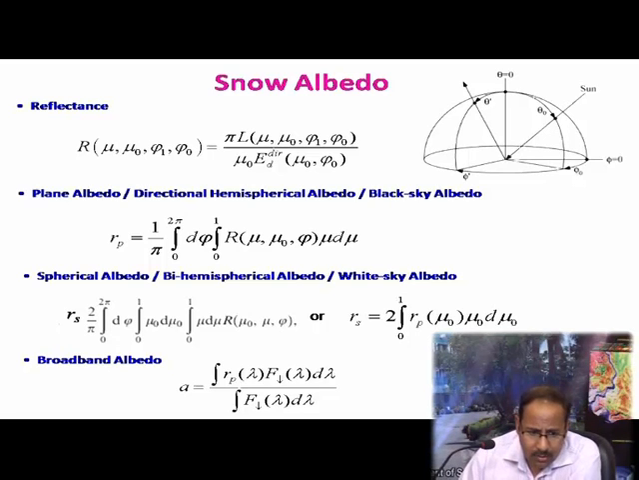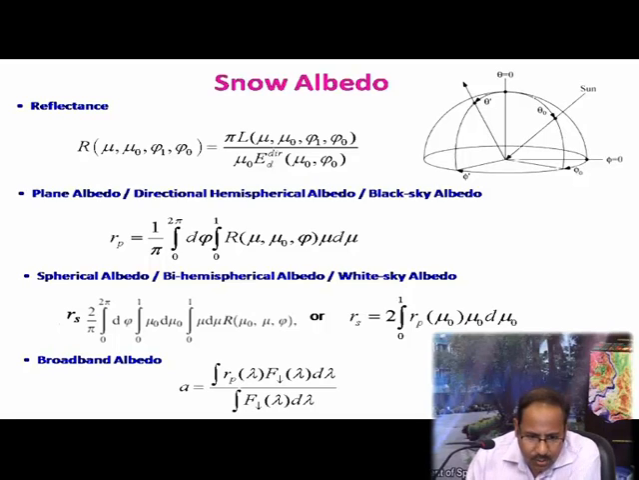Then there is the plane albedo, which we also call directional hemispherical albedo or black sky albedo, where we consider the direct irradiance. Basically this plane albedo is the integration of the reflectance for all viewing angles, all sensor viewing angles, that will vary from 0 to 90 degrees. So this is 0 to 1.